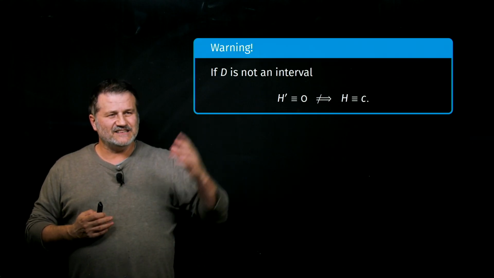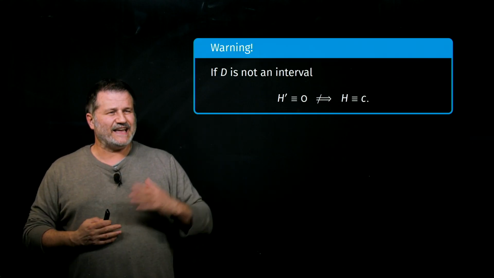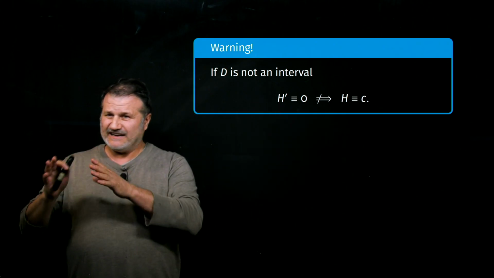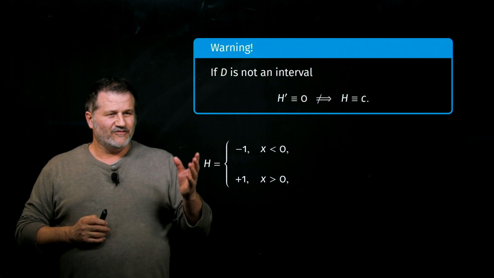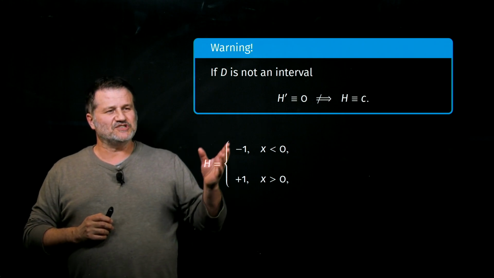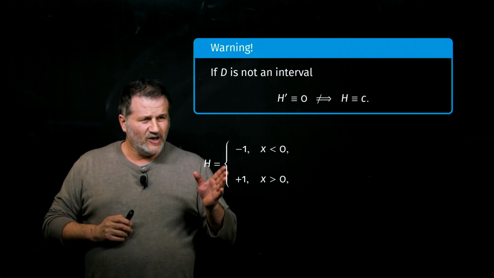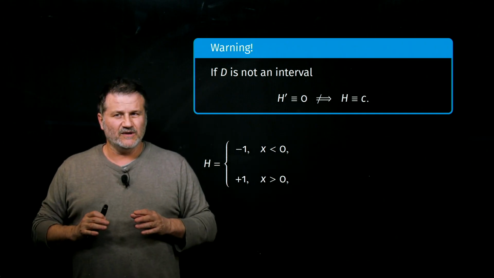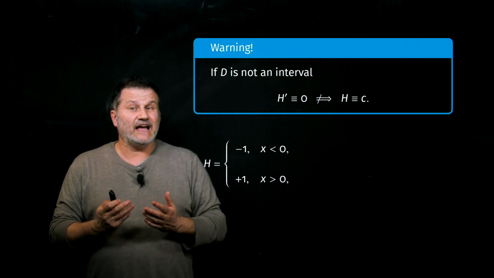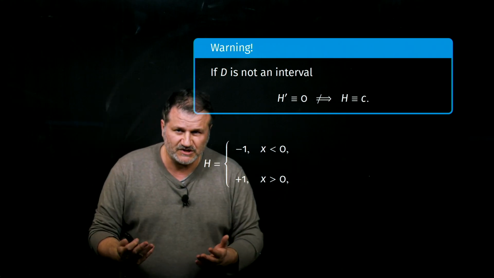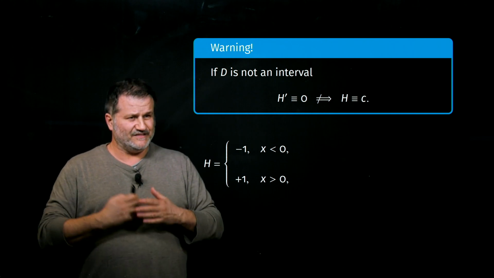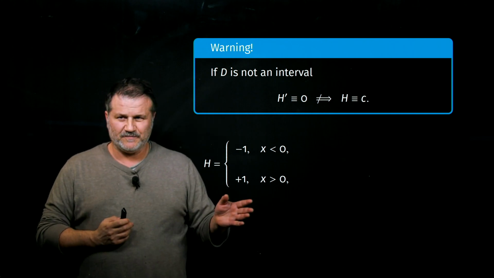Be careful, because this fact depends a lot on the assumption that I is an interval. Because if the domain is no longer an interval, we can have functions that have derivative constantly equal to 0, but they are not constant at all. For example, here we have this function, which is minus 1 for x negative, plus 1 for x positive. It is not defined at x equals 0, so it is not correct to say that this function is not continuous at 0. It is not defined, so there is no question about continuity and differentiability, of course, at 0.